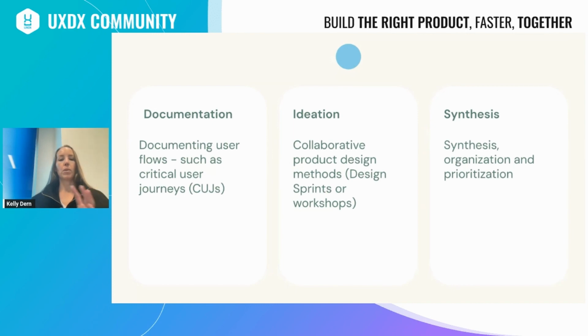I think there's a couple different pillars. The first one is documentation, such as documenting user flows, such as critical user journeys. Some teams call these things jobs to be done or user stories. I'm going to call these critical user journeys, or CUJs, throughout this talk. The next pillar is ideation, during your collaborative product design methods, such as design sprints or workshops. And the third pillar is taking all of this information and then synthesizing, organizing, and prioritizing it.